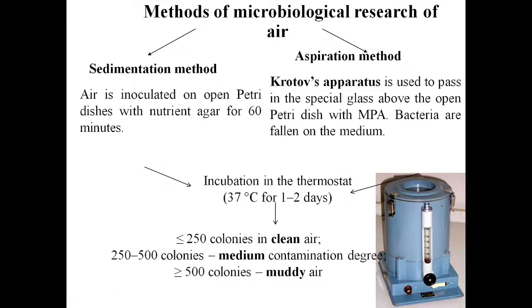The number of colonies shows the level of cleanness of air. If the number of colonies after incubation is less than or equal to 250 colonies, this air is clean. If the number of colonies is from 250 up to 500, it is a medium contamination degree of air. And if the number of colonies is equal to or more than 500, this air is muddy.